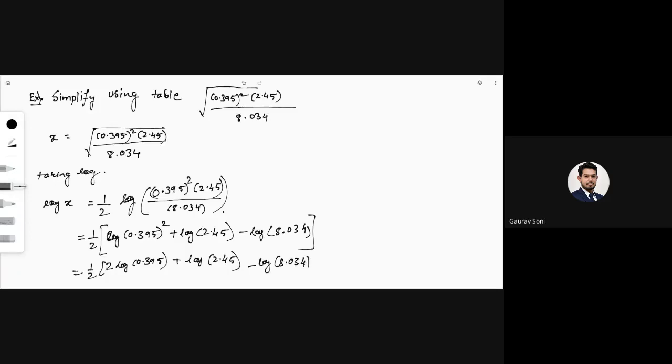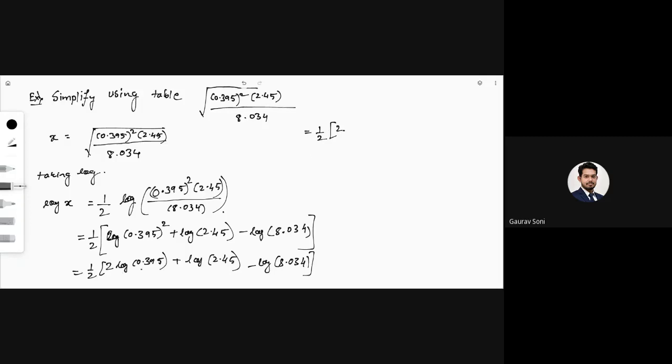Look, these three steps, they can be done orally, right? These are not so much difficult. So that's why the log table is useful to simplify or find out a lot of values without too much manual calculation.